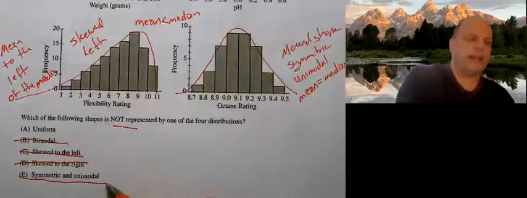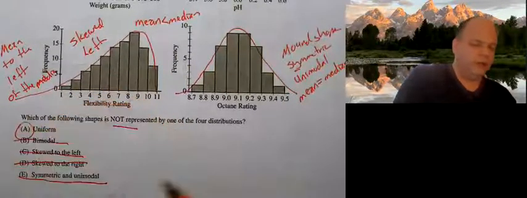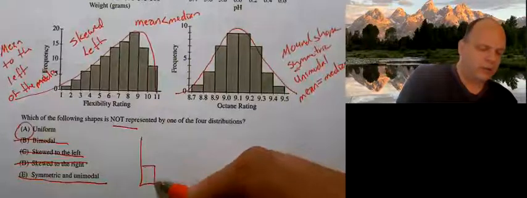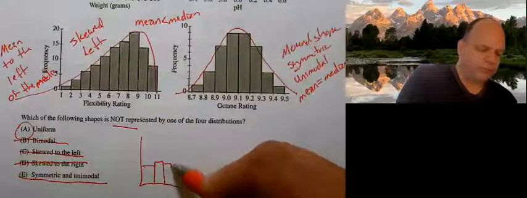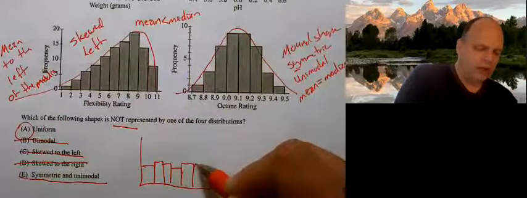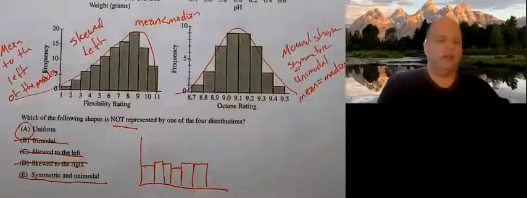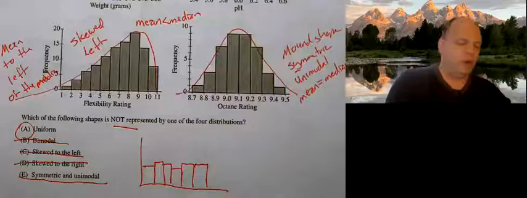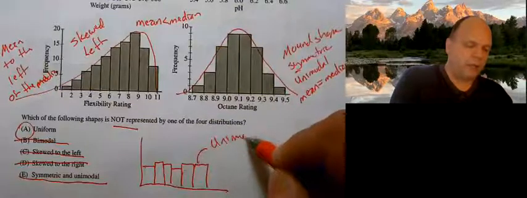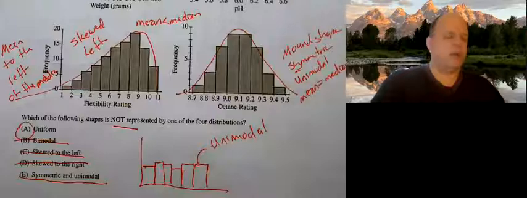So the one that's not listed is uniform. And just as a reminder, uniform is going to look something like this. Everything is going to be about the same height. Okay, so that would be unimodal, and we did not have anything where everything was about the same height. Okay, number 5.